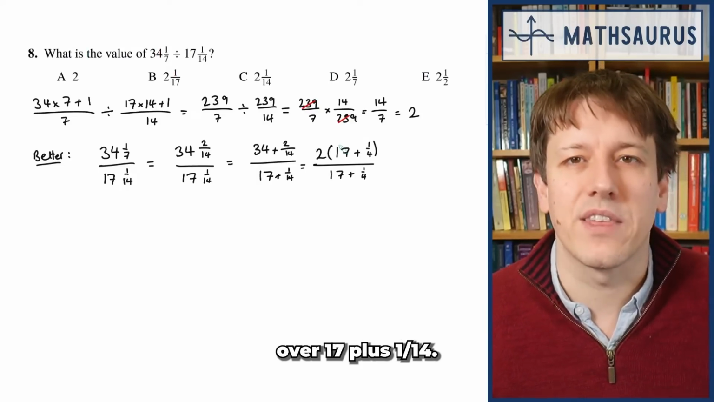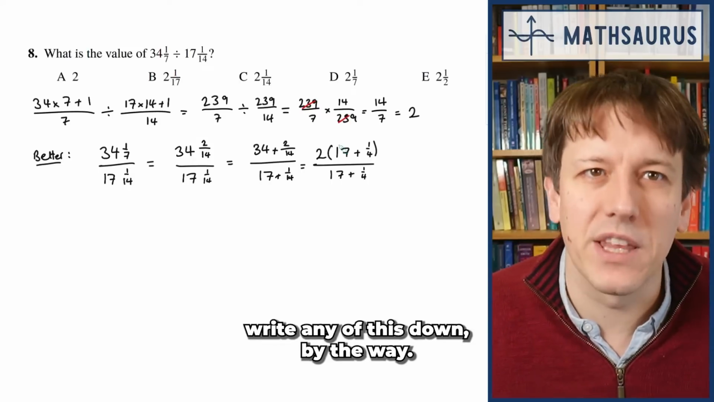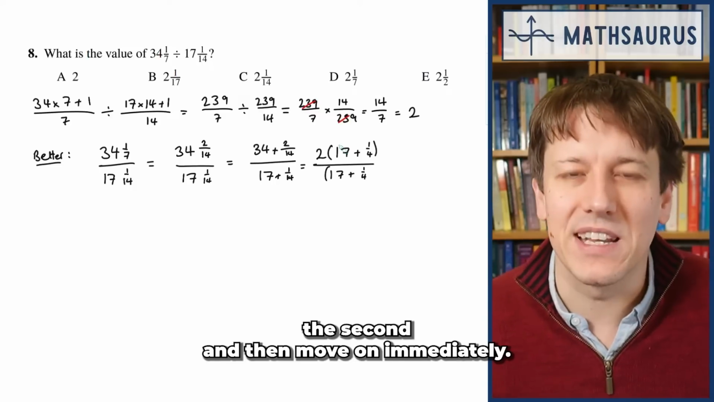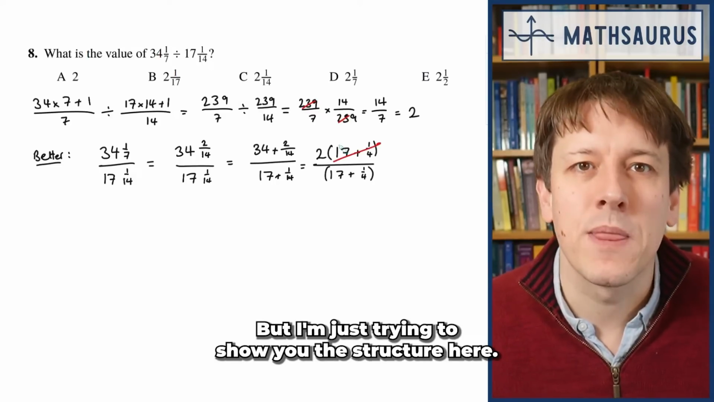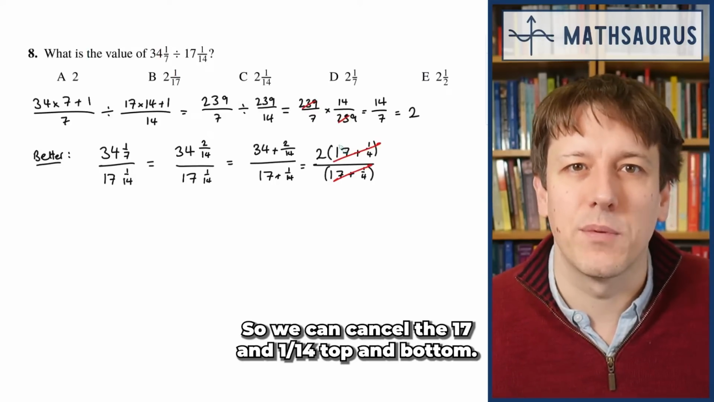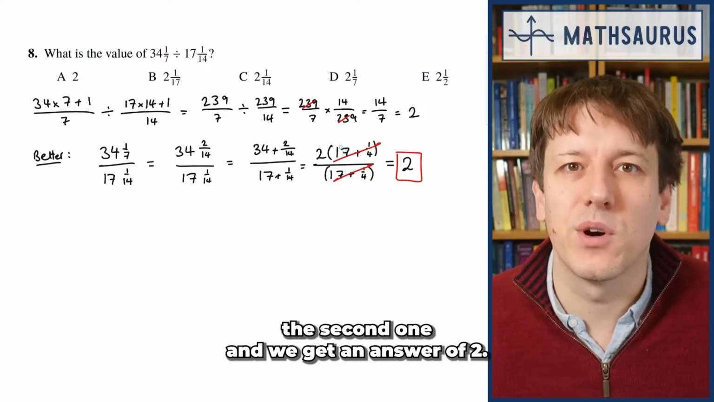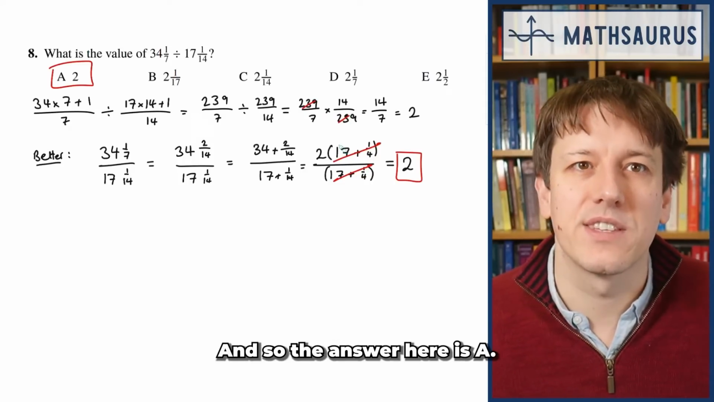So this is like 2 lots of 17 plus 1/14 over 17 plus 1/14. Good students here wouldn't write any of this down, by the way. They might just notice that the first one is double the second and then move on immediately. But I'm just trying to show you the structure here. So we can cancel the 17 and 1/14 top and bottom. We've effectively noticed that that first number is double the second one, and we get an answer of 2. And so the answer here is A.